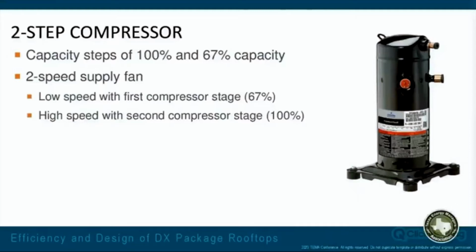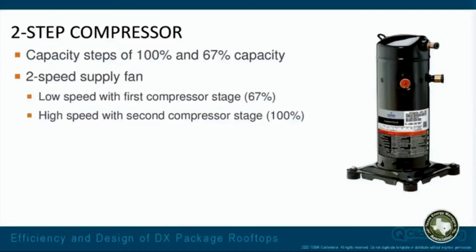So now we're going to look at our two-step compressor option. We're going to assume that the compressor has capacity steps of 67% of its full load capacity. That's the most common with two-step compressors, 67 and 100. Some of them are going to be 60 and 100, but in the sizes that we're talking about today, we're going to go with the 67 and 100% for our two steps.